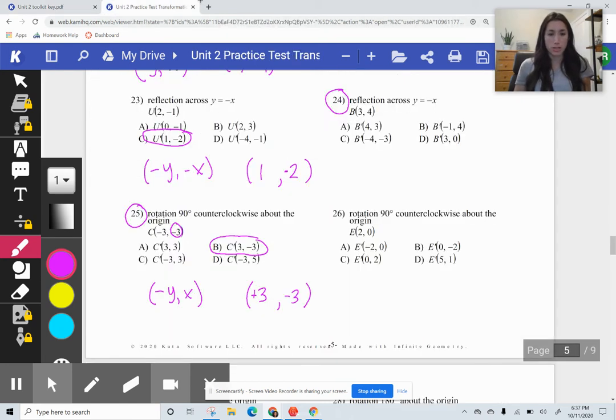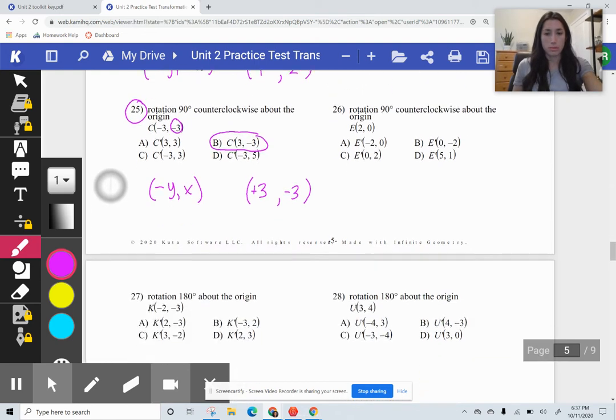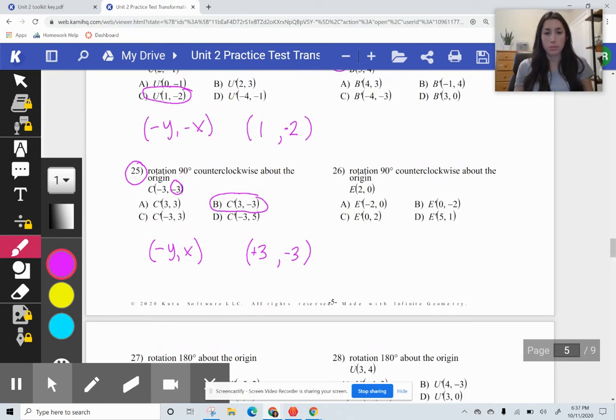Our next rotation is, oh, sorry, let me give you a moment. You're actually going to be answering question 26. Go ahead and answer that using this 90 degrees counterclockwise rule.